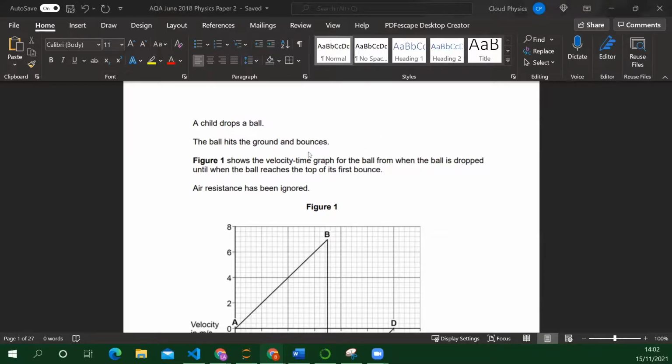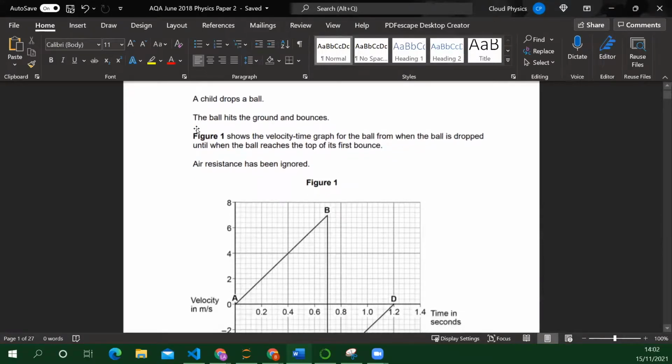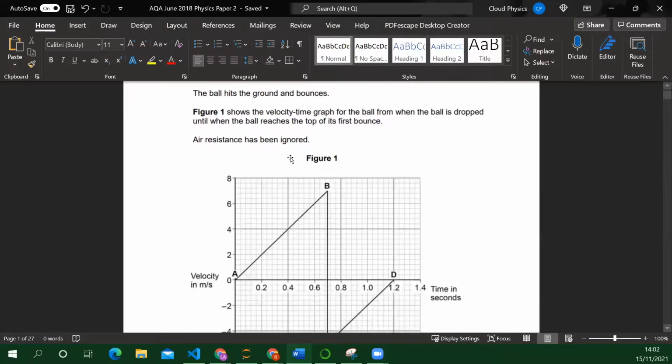Okay, so number 1. A child drops a ball. The ball hits the ground and bounces. Figure 1 shows the velocity time graph for the ball from when the ball is dropped until when the ball reaches the top of its first bounce. Air resistance has been ignored. So mostly in physics, we don't really talk about air resistance unless it explicitly states it.